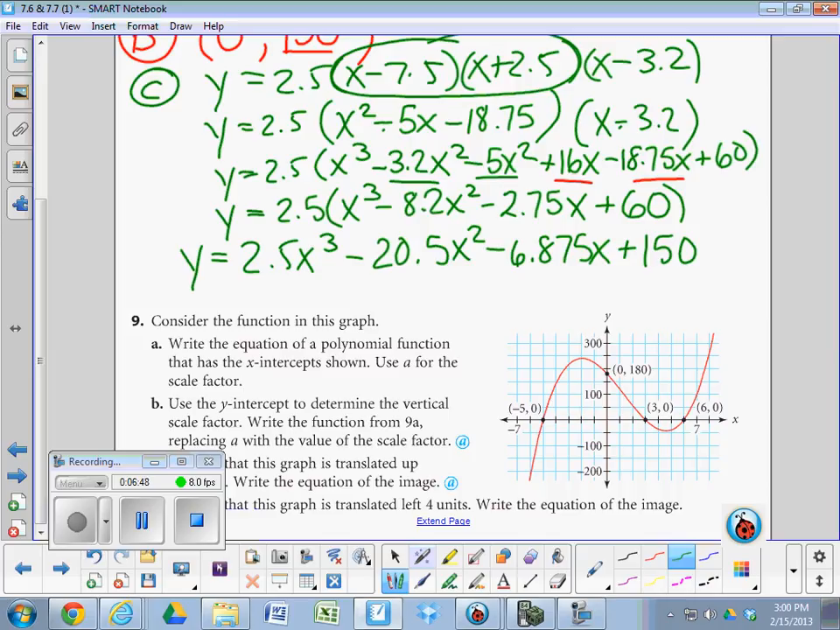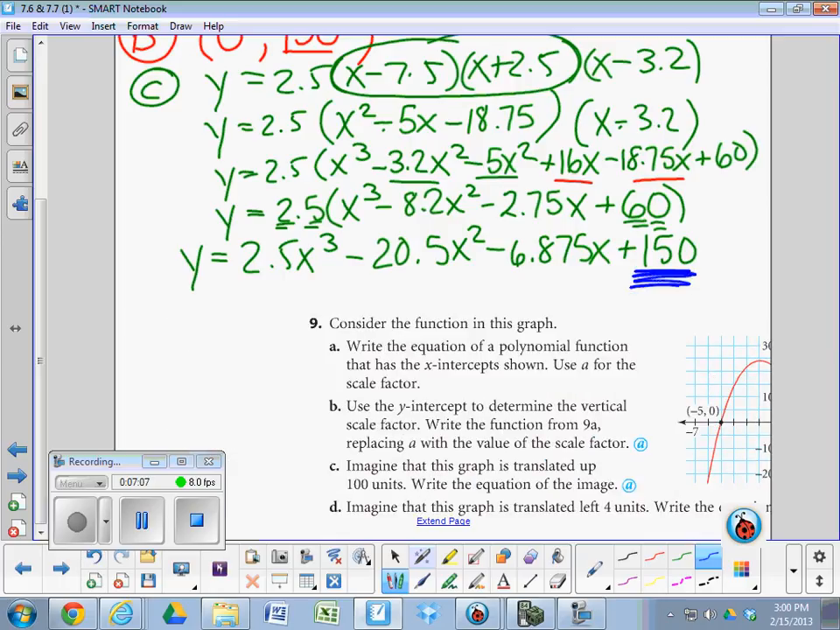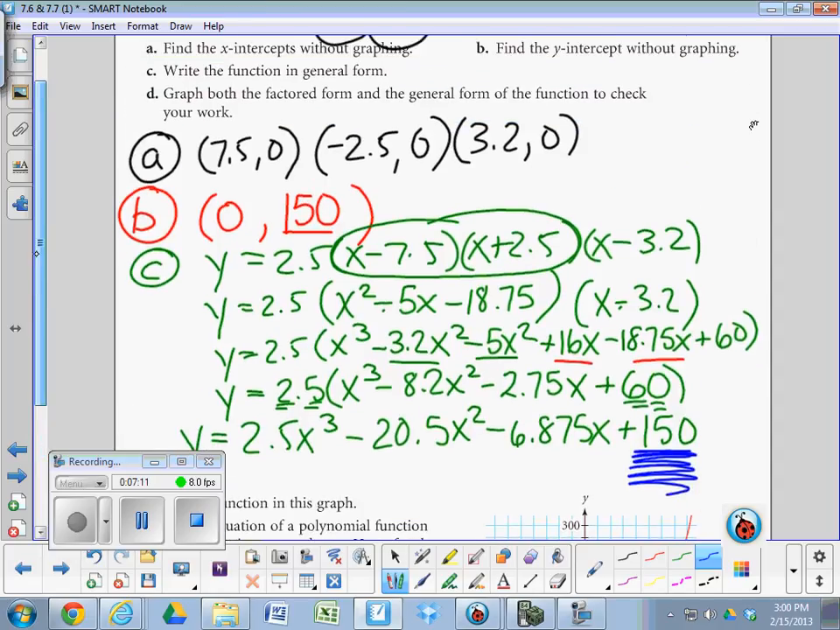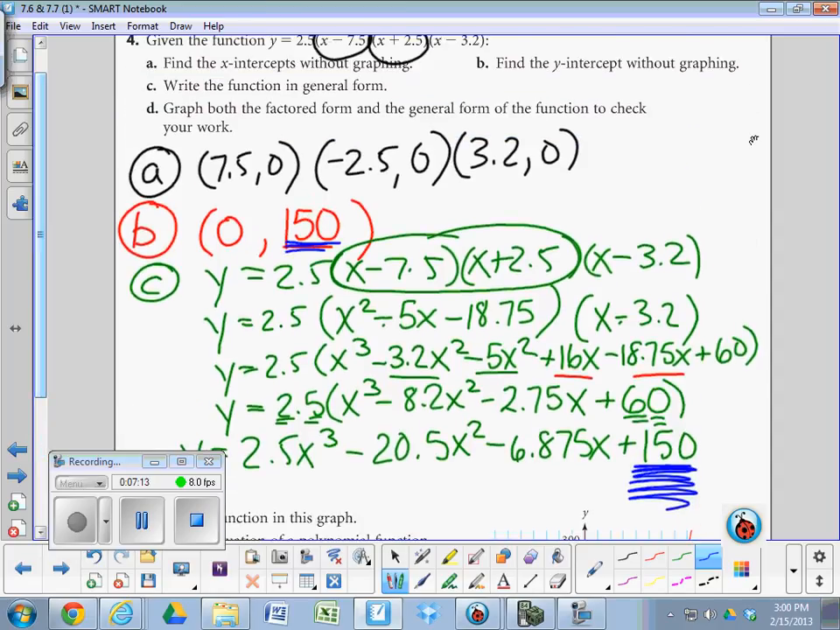You wonder why it was 120 plus 30. It was 2 times 60 plus half of 60. 120 plus 30. 150. What's the y-intercept when you look at it in this form? The number all the way at the end. 150, right? And what was our y-intercept? 150. Nice quick little check to make sure that everything kind of looks right.